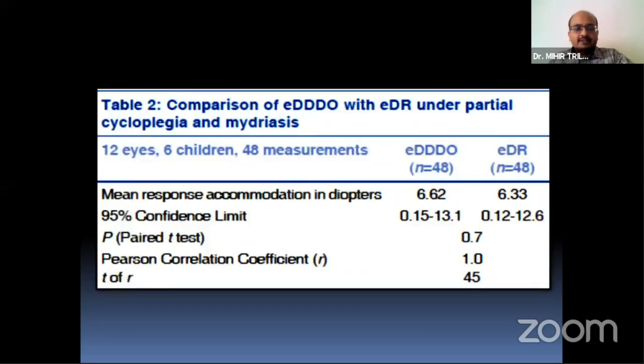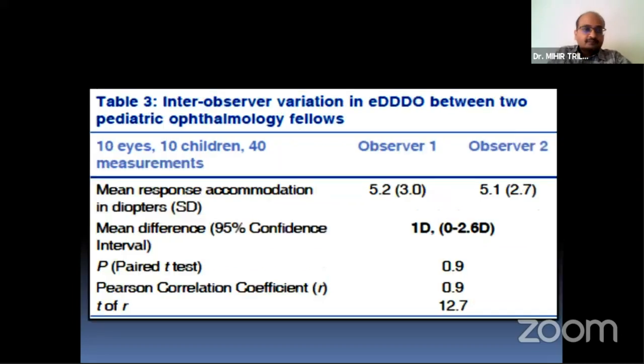Then we compared EDDDO with EDR under partial cycloplegia and mydriasis to evaluate the onset of accommodation, using a cycloplegic agent in 12 eyes of 6 children, where again at 4 different distances the measurements were required, making around 48 measurements. We had a mean response accommodation in this particular set of patients of 6.62 and 6.3, again giving 0.3 diopter of extra accommodation with EDDDO.